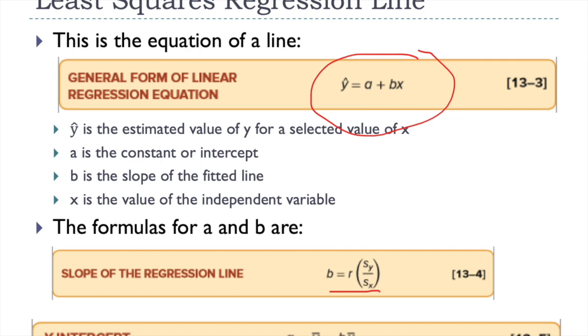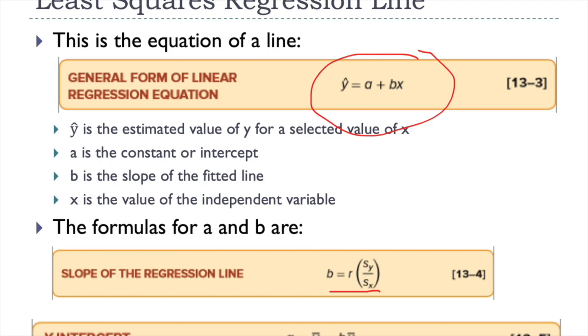This one is called y hat. That's how you would say this first variable here. It's the estimated value of y for a selected value of x. So y hat equals a, where a is the constant or the intercept of the line, plus bx, where b is the slope of our line, and x is the value of that independent variable.